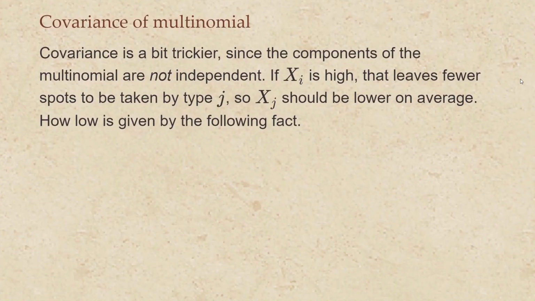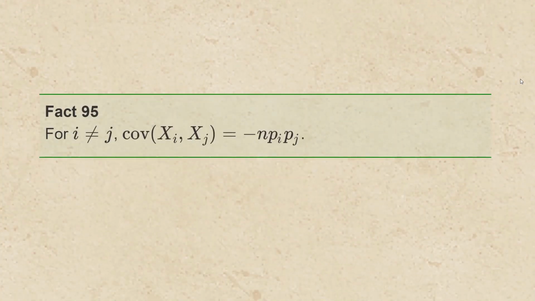Now, covariance is a bit trickier, since the components of the multinomial are not independent. If x sub i is high, that leaves fewer spots to be taken by a different type j, so x sub j should be lower on average. How low is given by the following fact. For i not equal to j, the covariance between x sub i and x sub j is the negative of n times p sub i times p sub j.